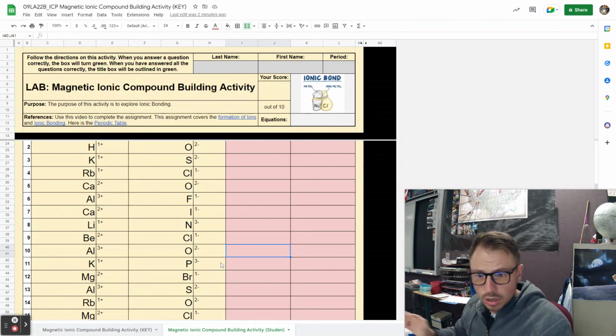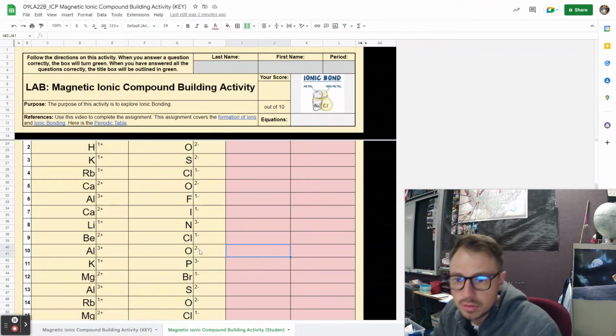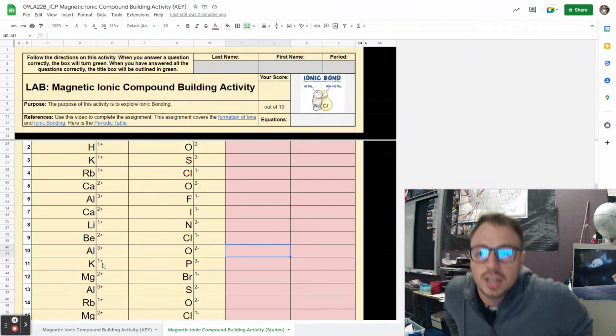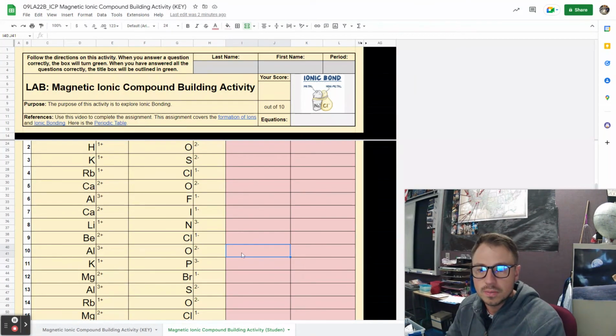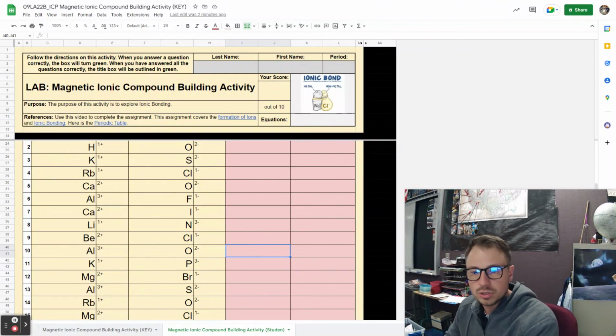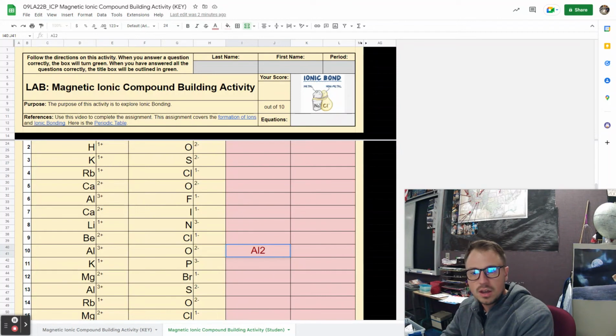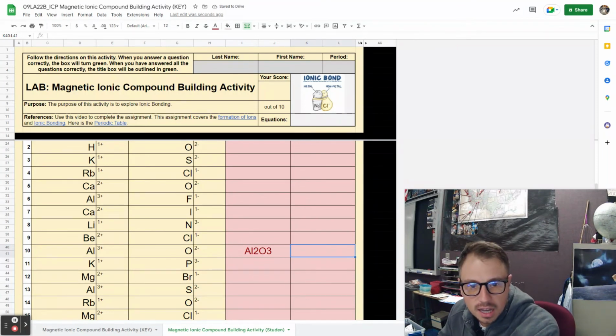You could also use the crisscross method. You have this +3 charge here, that tells you how many oxygens you need. You have this -2 charge, well, you just ignore the negative, and that's going to tell you how many aluminums you need. That's going to be 2. So I come in here, and I am going to write Al, and I'm just going to put 2. Normally, this would be a subscript, but it's too difficult to get a subscript, so we'll just write the 2, and then O3.